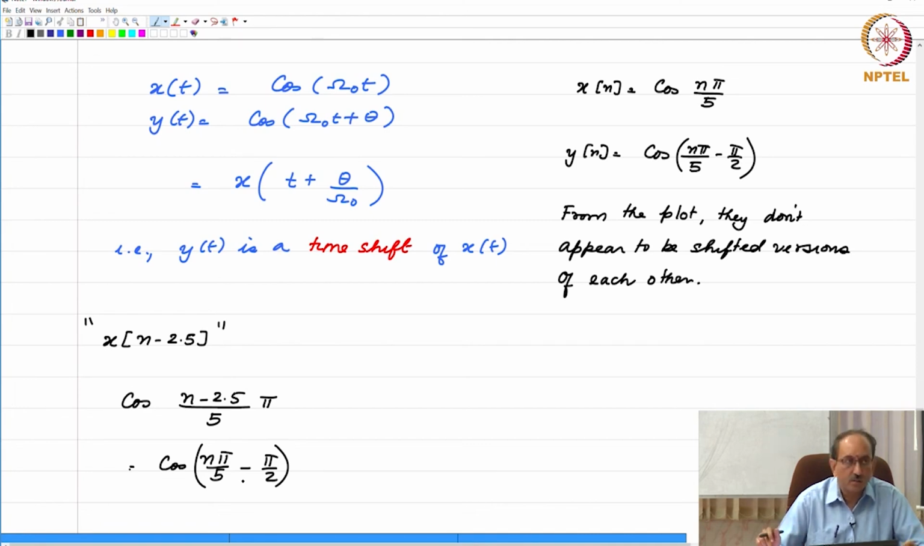So we'll make this notion precise later. We'll come back to this notion later when we introduce the concept of fractional delay. But as far as equations are concerned, you can get one from the other by replacing n by n minus 2.5.